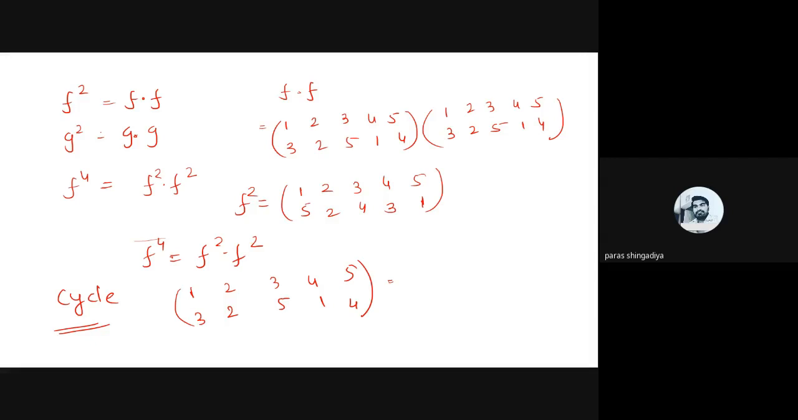Again, let me repeat that: 1 to 3, then 3 to 5, 5 to 4, and 4 to 1. That is called a cycle: 1, 3, 5, 4, 1. So it is called one cycle.